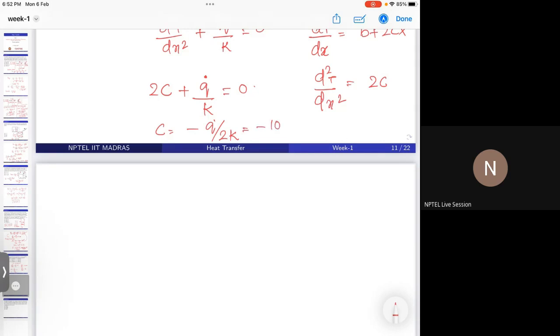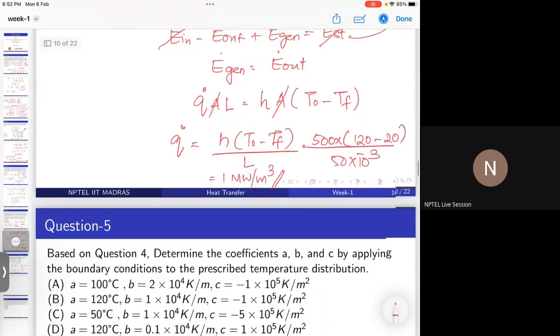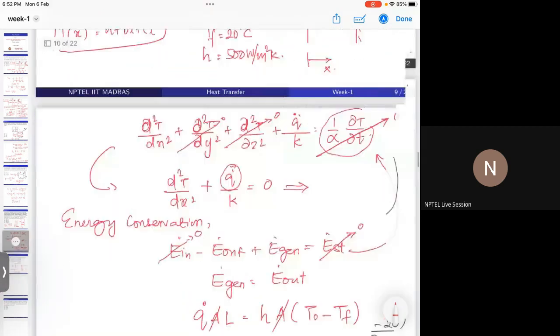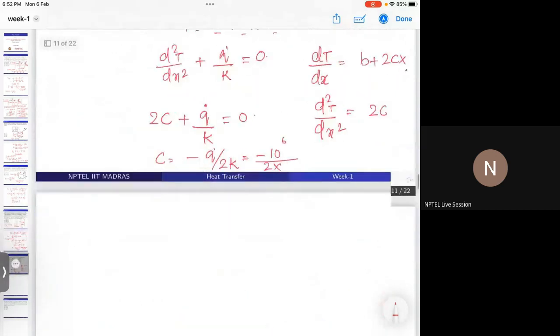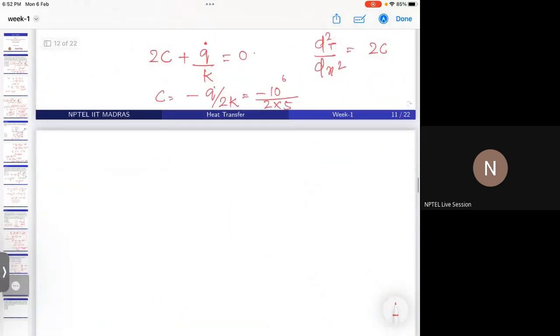C is equal to minus q dot by 2k, which is minus 10 raised to 6 divided by 2 into the thermal conductivity, which is 5. So it will be minus 10 raised to 5 Kelvin or degrees Celsius per meter square. Okay, so we just substituted the values and we got C. Now we have to find out both A and B.